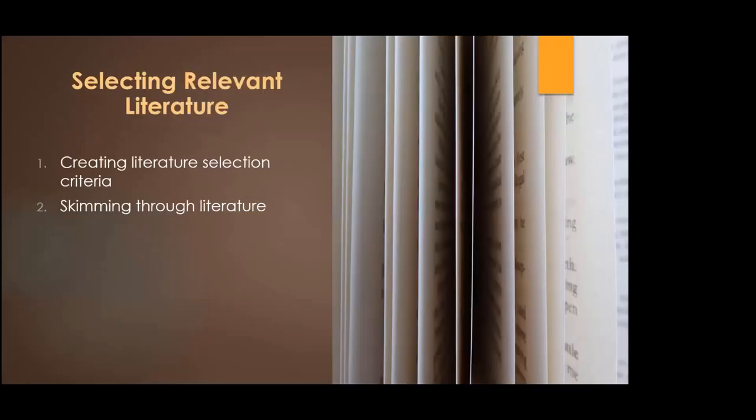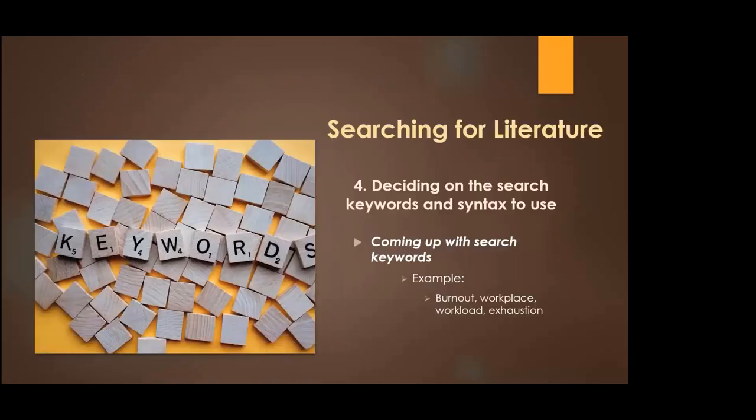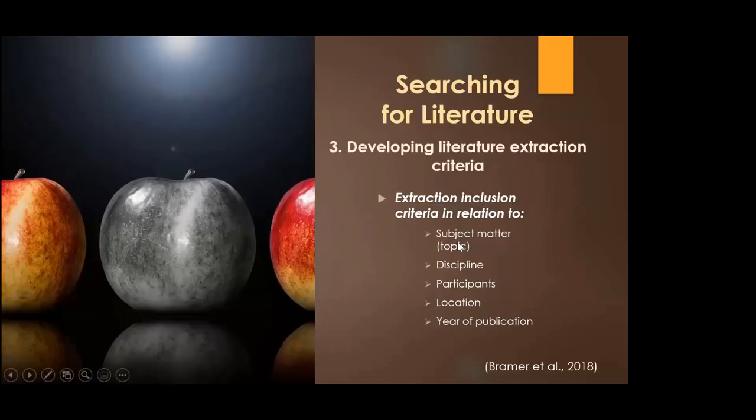Okay, so let's assume that you have searched for information. Maybe you have found about 100 or 200 articles or literature. What do you do about it? This is where you think about a selection stage, right? The selection stage, where you come up with selection criteria, is very different from the criteria that we did in the other one.